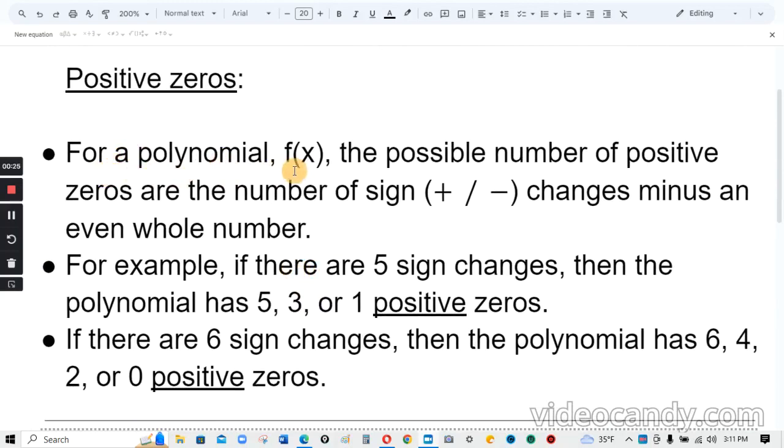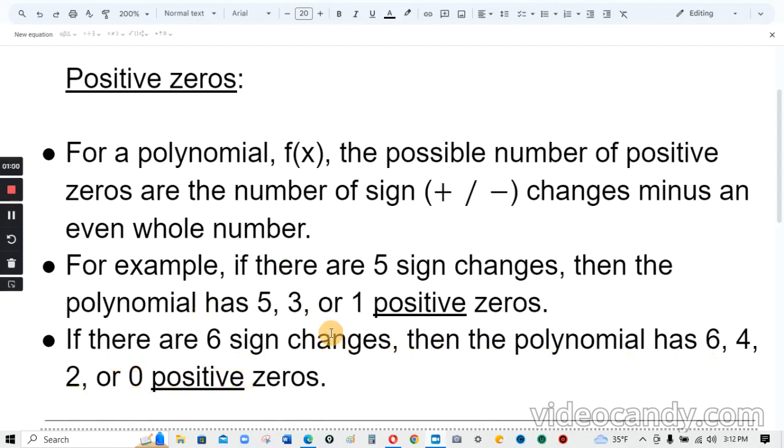Anyhow, for a polynomial function f of x, the possible number of positive zeros is the number of plus-minus sign changes minus an even whole number. Okay, for example, if there are 5 sign changes, then the polynomial has 5, 3, or 1 positive zeros. All right, by sign changes, we mean the plus-minus sign. If there are 6 sign changes, then the polynomial has 6, 4, 2, or 0 positive zeros.